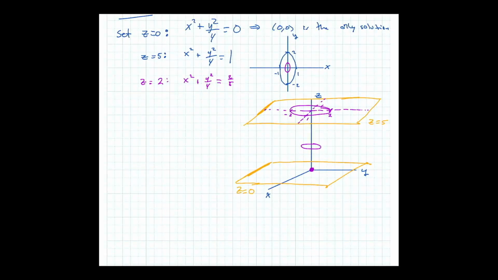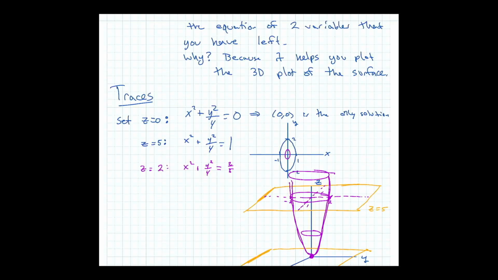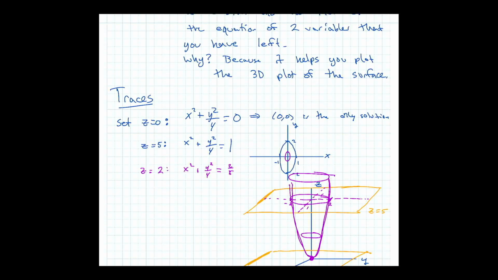And so once you have several of these traces, what you do is you say, oh, okay, I see. The outside of the surface is this circle, and then a smaller circle, and this single point. So actually, the surface looks something like this. Okay. Now, I didn't really do enough traces. I only really did two, right? And then I made one up. But we can do other traces as well.